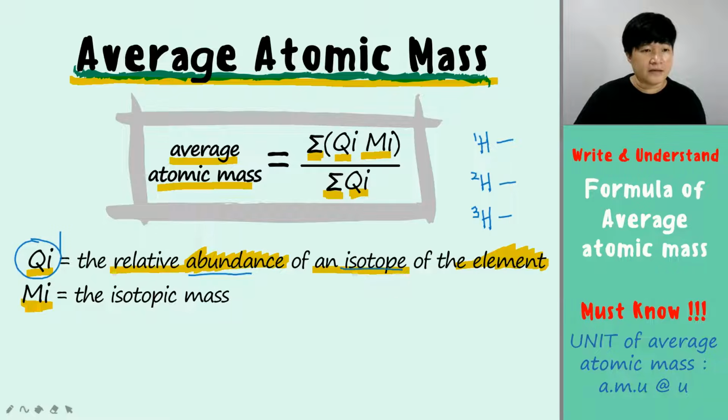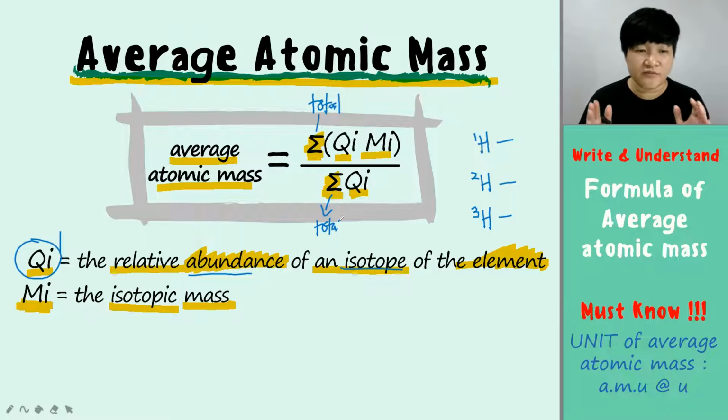Next, Mi. From the letters M and I, we know that is the isotopic mass. The symbol of summation means total. So, the total of Qi times Mi, and also the total of Qi. This is the formula of average atomic mass. Don't worry, we'll learn how to use the formula.